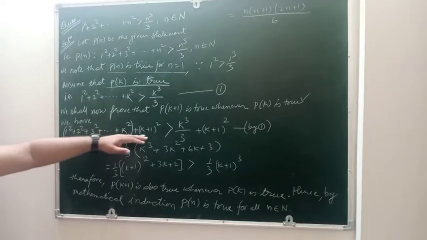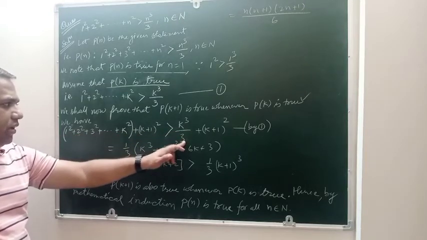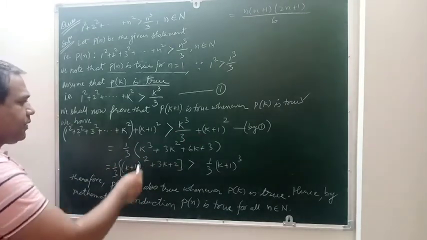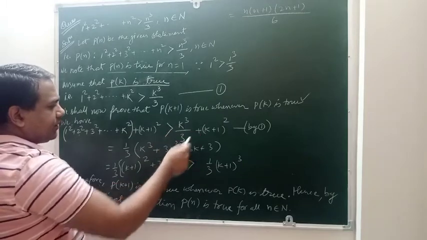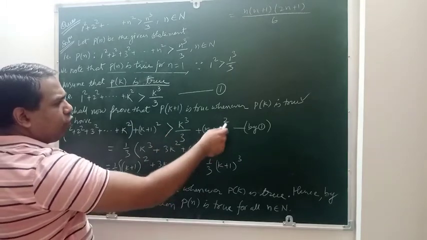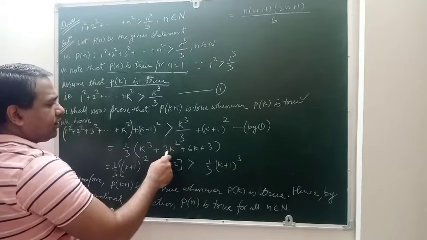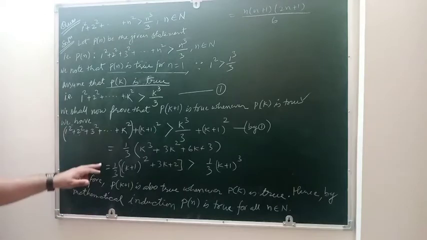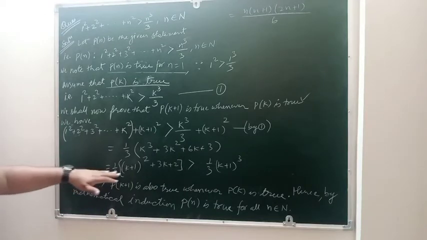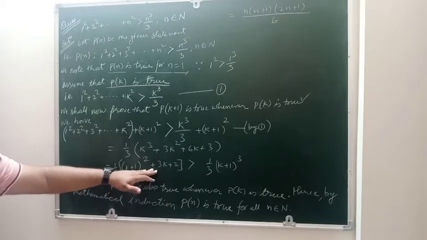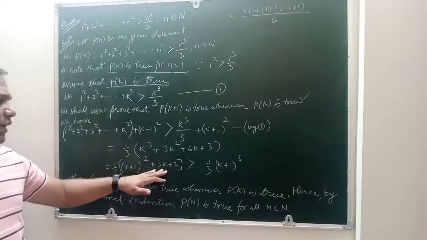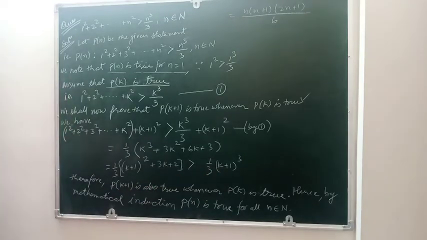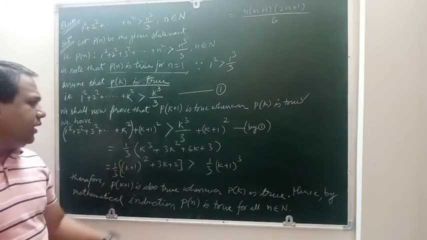Now it will become, directly we can say that I'll take 1 by 3 common from this side, and now it will become k cube plus 3 times k square. I'm opening this bracket also, 3 times k square plus 6 times k plus 3, that is equal to 1 by 3 times (k plus 1) whole square plus 3 times (k plus 2), and definitely this is greater than this value. We can see from here only, right?